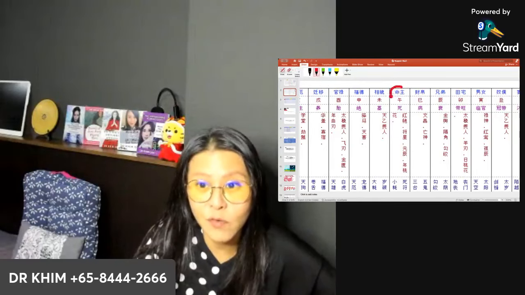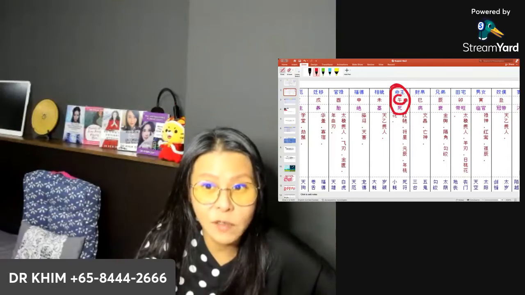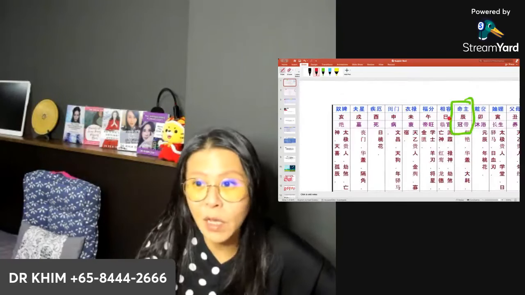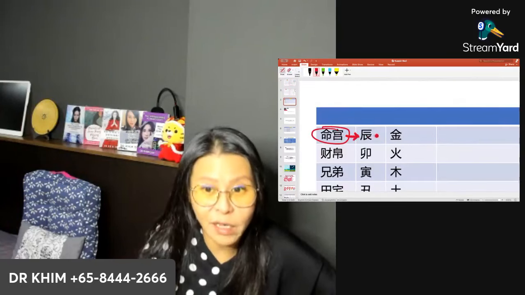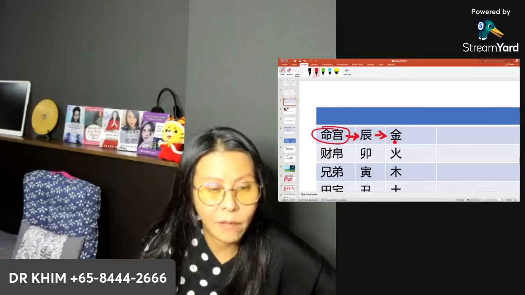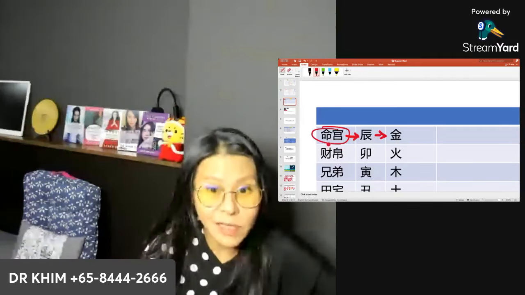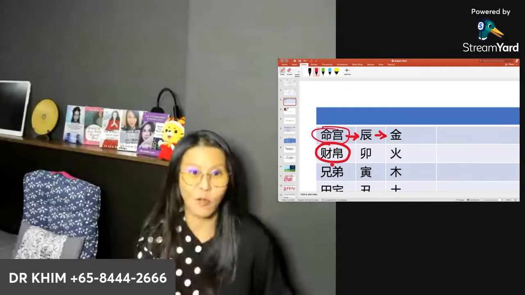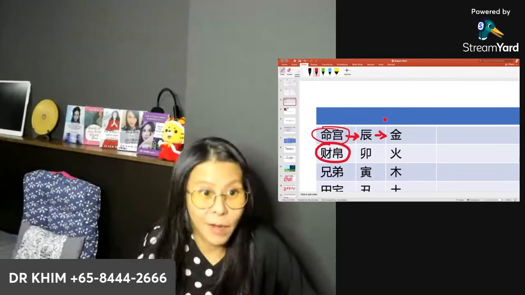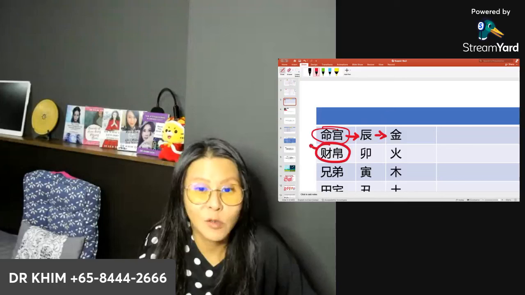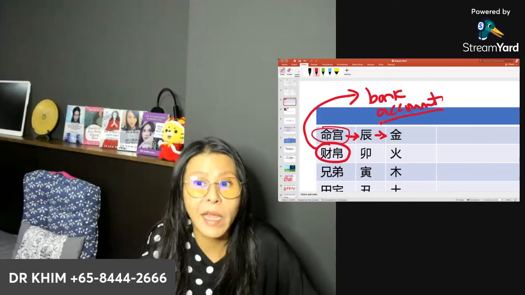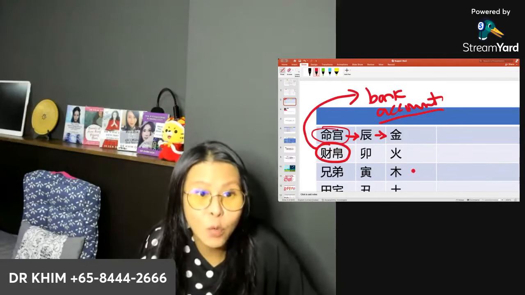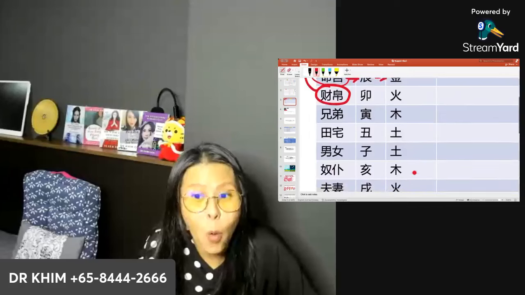Then look at your Mingzu first. For this example, this Mingzu is the dragon. So Mingzu first, dragon, write down. Okay? Then the next thing you want to see is the wealth star, because you're very interested in your money. So this one is something like your bank account. So your bank account is what? Is it metal, fire, wood, earth, or water?